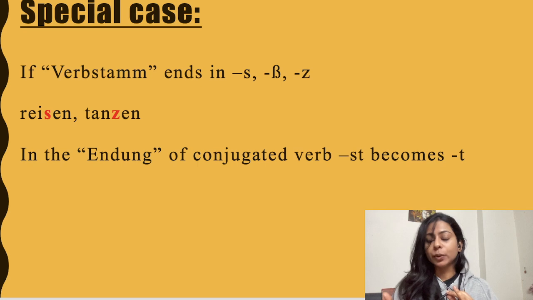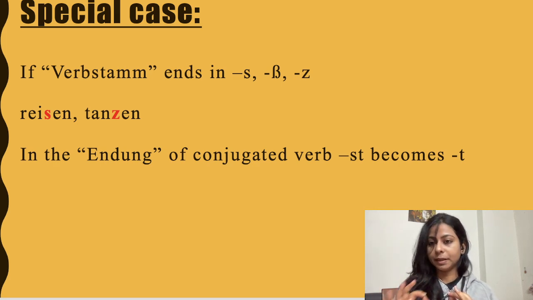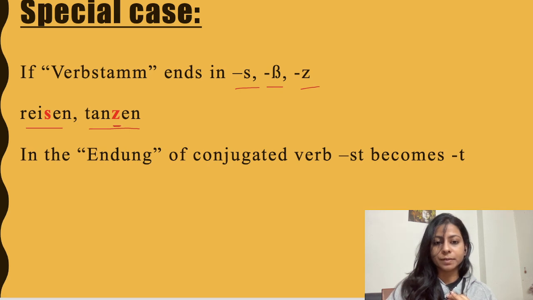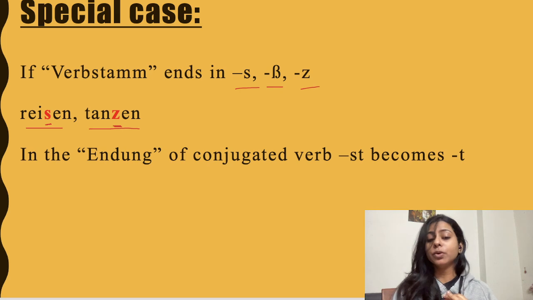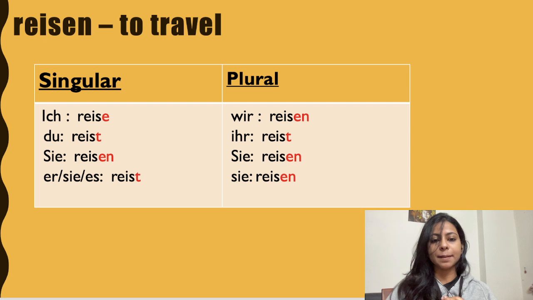Now, let's look at a special case. There are special cases as well. If the verb stem ends in s, ß or z, for example reisen, tanzen, you can see I have highlighted the verb stem. Z is coming here, s is coming here in the verb stem, and so in such cases the ending of the conjugated verb st becomes t. Now let's look at the example.